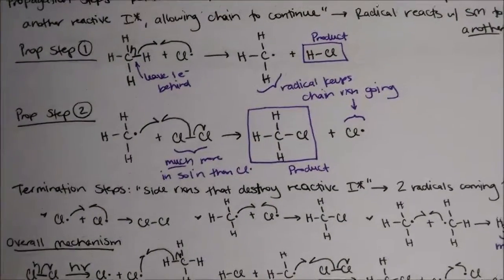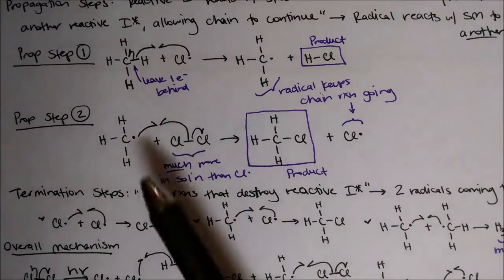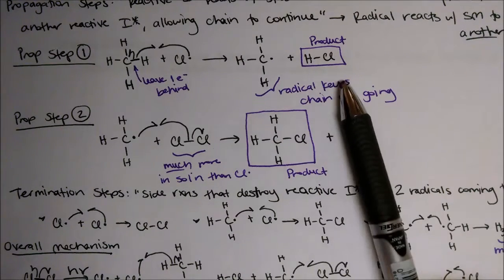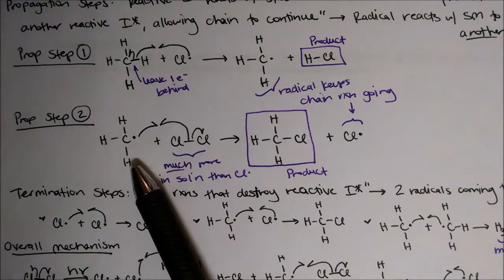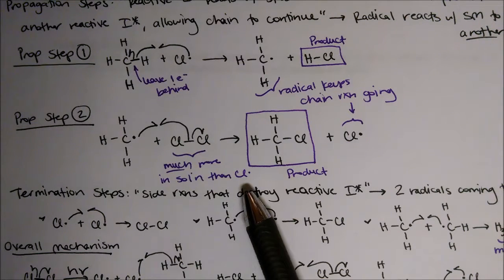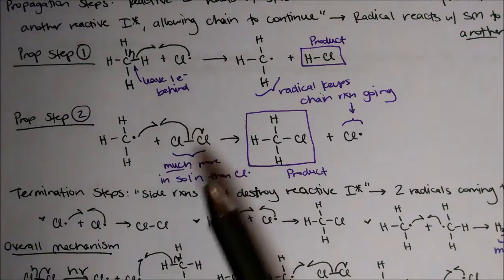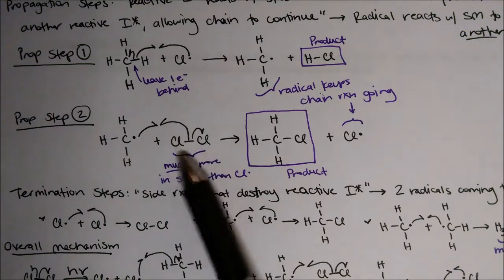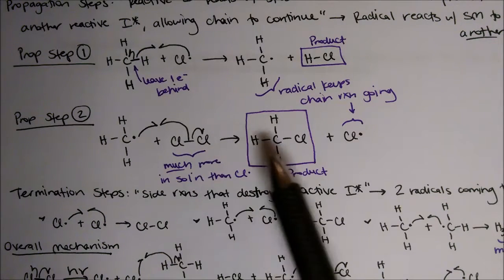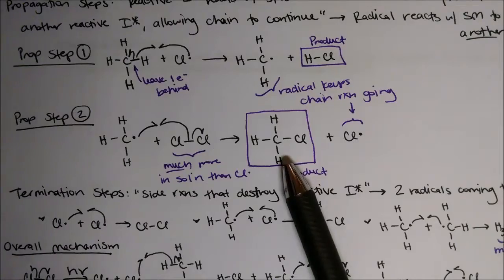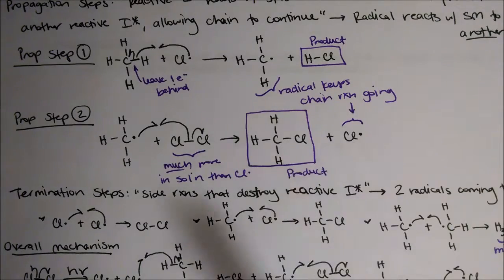And then our 2 propagation steps. We need to continue the chain reaction. So chlorine dot reacted with methane to make methyl radical and a product, HCl. And then the methyl radical reacted with another equivalent of the chlorine, not Cl dot, because we want to keep the chain reaction going. So it reacted with chlorine, because again, there's also more of this in solution, to make our chloromethane, and then a new radical, the chlorine dot.